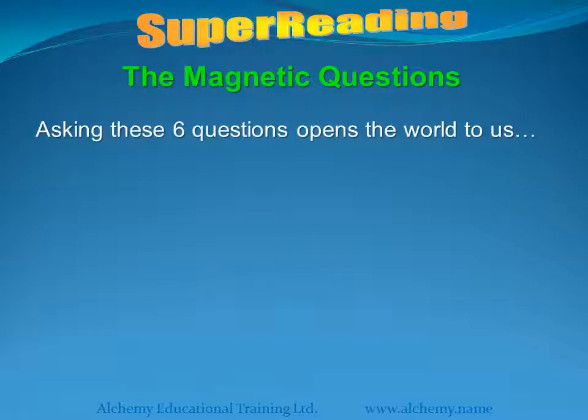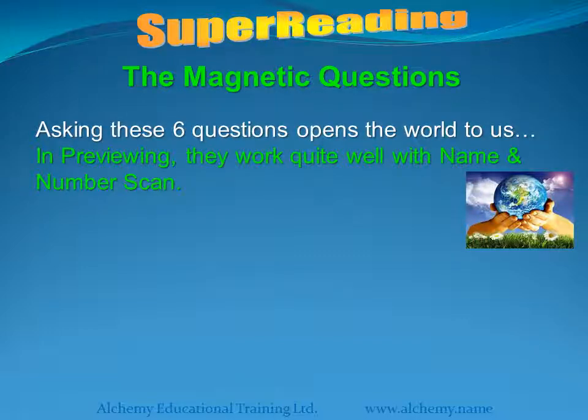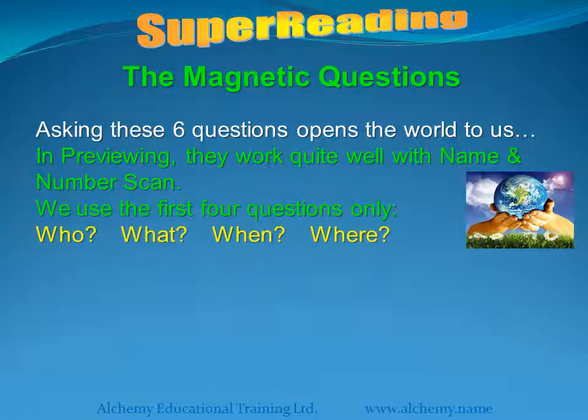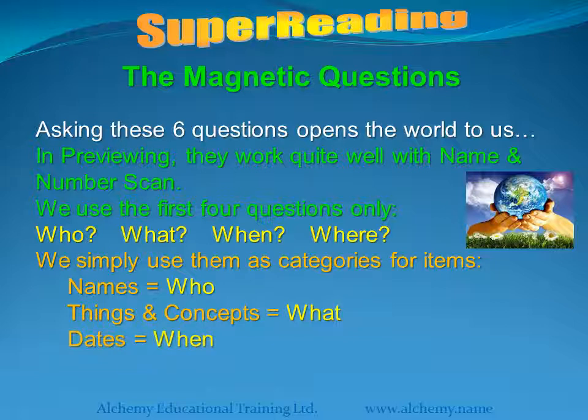Asking these six questions opens the world to us. In previewing, they work quite well with name and number scan. We use the first four questions only: who, what, when, and where. We simply use them as categories for items. Names would be a who, things and concepts would be a what, dates would be a when, and places would be a where.